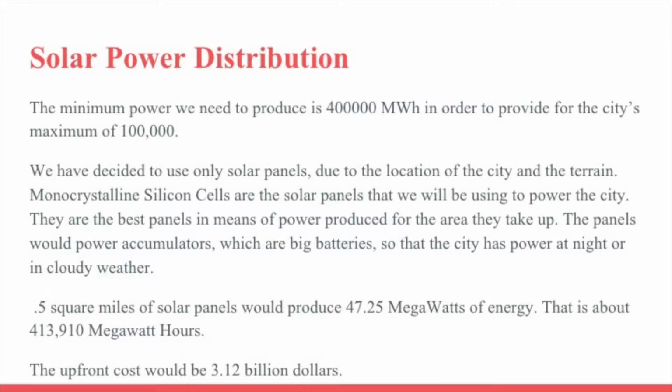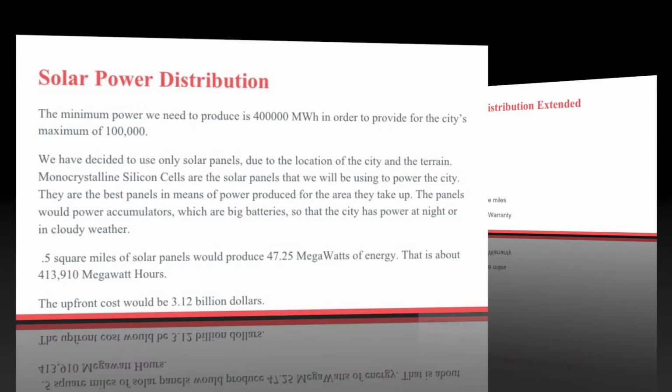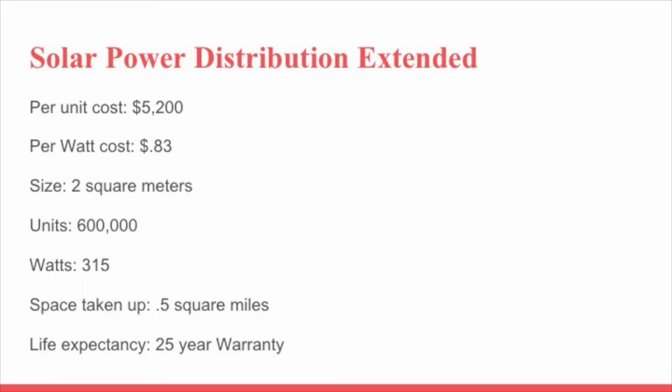Monocrystalline silicon cells are the solar panels that we'll be using to power the city. They're the best panels and means of power production for the area they take up. The panels would power accumulators, which are big batteries, so that the city has power at night or in cloudy weather. 0.5 square miles of solar panels would produce 47.25 megawatts of energy. That is about 413,910 megawatt hours. The upfront cost would be about $3.12 billion.